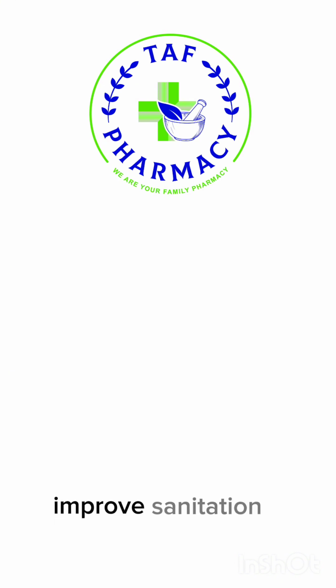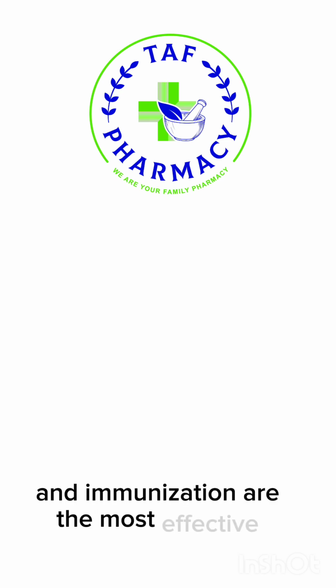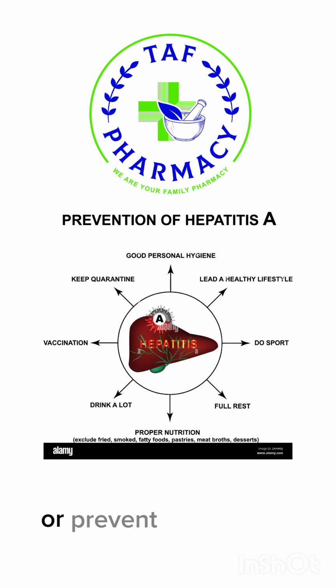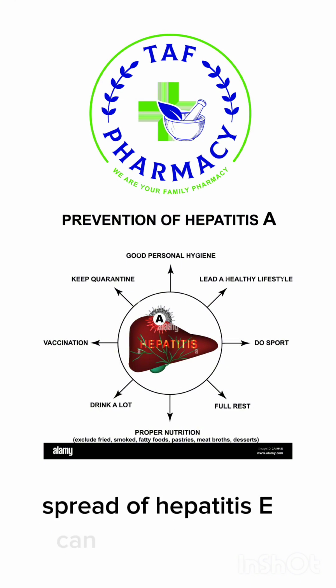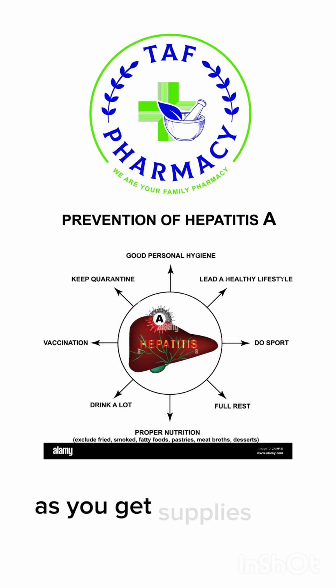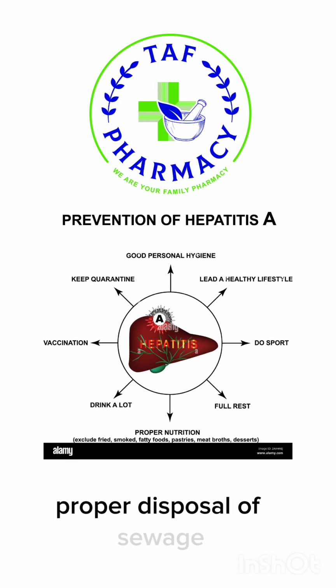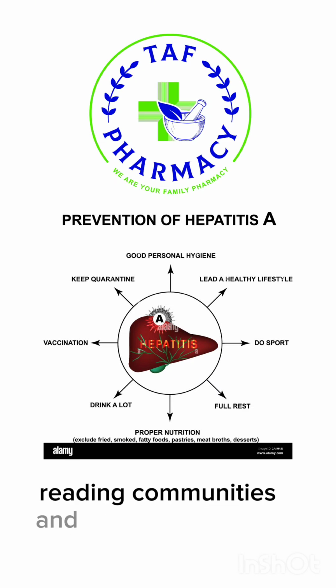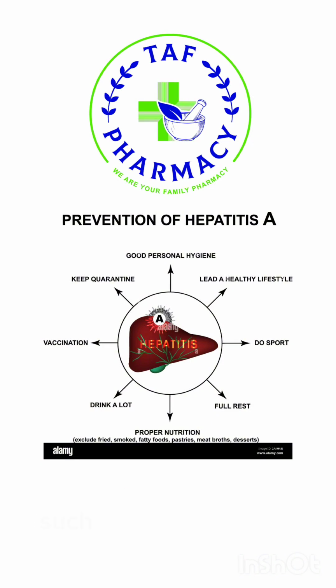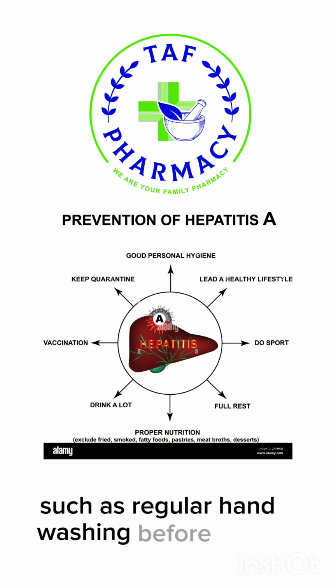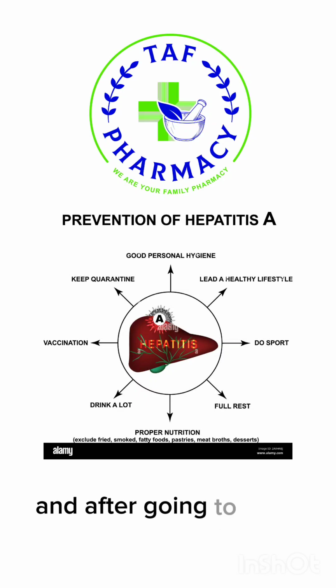Improved sanitation, food safety, and immunization are the most effective ways to combat or prevent hepatitis A. The spread of hepatitis A can be reduced by adequate supplies of safe drinking water, proper disposal of sewage within communities, and personal hygiene practices such as regular hand washing before meals and after going to the bathroom.